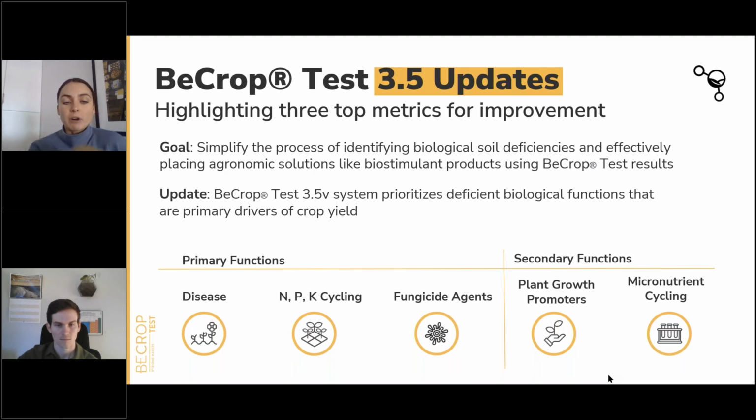So, again, we have our primary functions, which are the most impactful to yield, things like disease risk, NPK cycling, and fungicide agents, which help balance disease risk. And then we have our secondary functions, which are plant growth promoters and nutrient cycling. So we'll look here at our new reports, which Gus will go over shortly. It has a front page that is just going to identify the biggest hotspots.